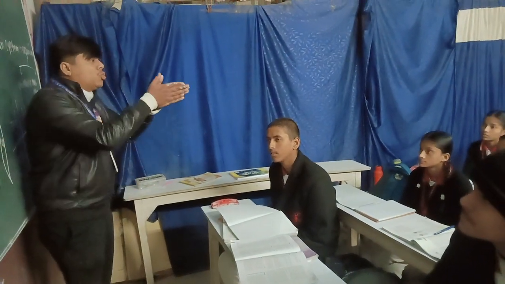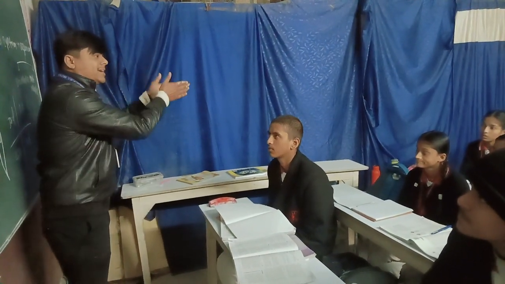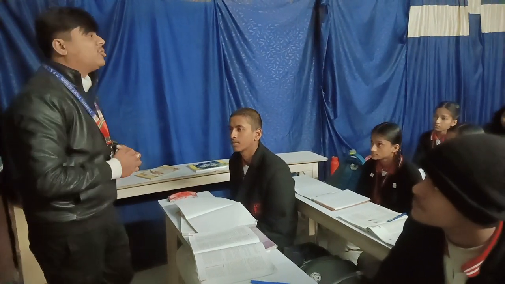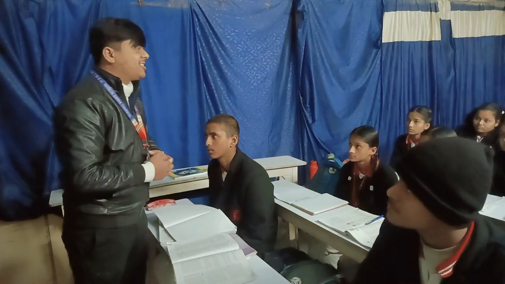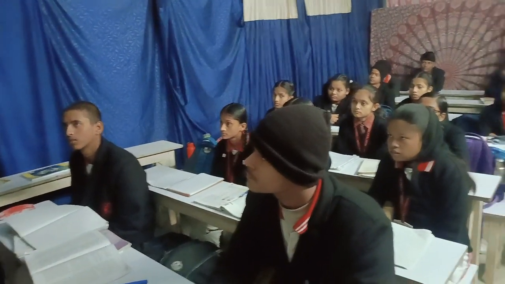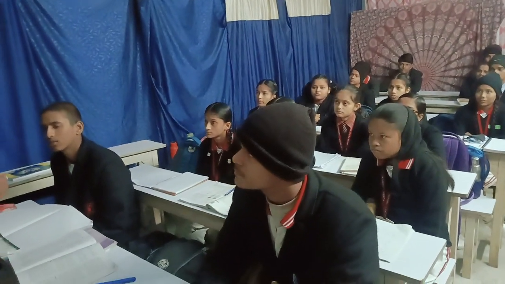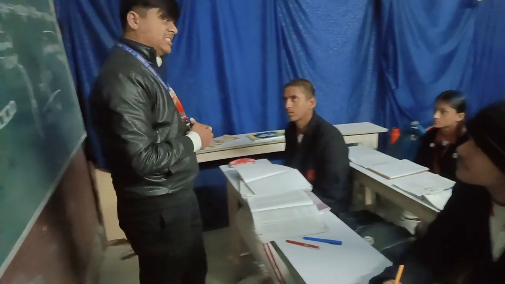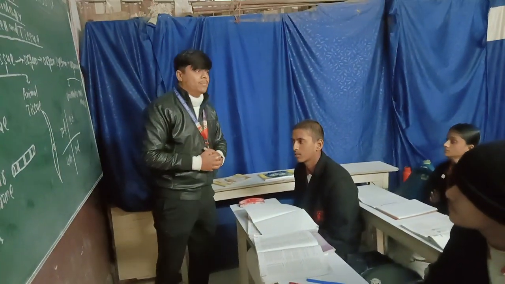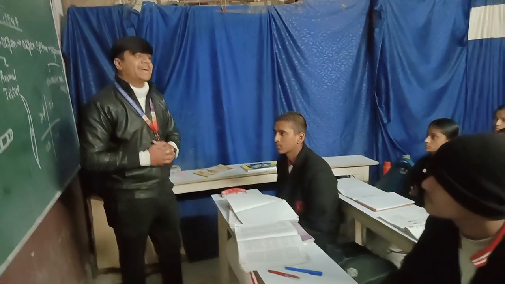Okay, and the plant tissues are divided into two types of tissue, which are called meristematic tissues and permanent tissues. Now, meristematic tissues are also divided into three types, which are called apical meristem, lateral meristem, and intercalary meristem. Now, what is the apical meristem? Apical meristems are basically the tip of the stem. The tip of the stem is called apical meristem.